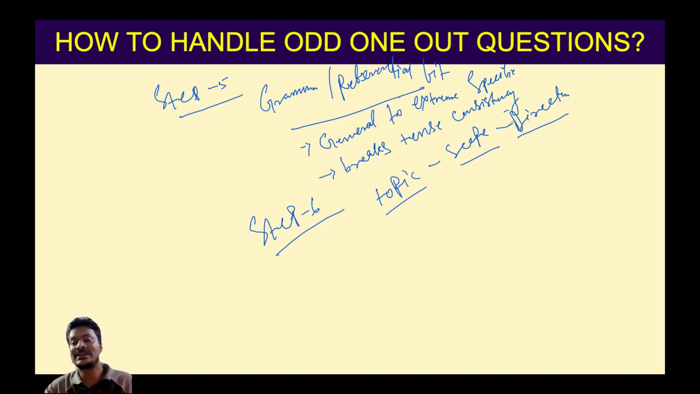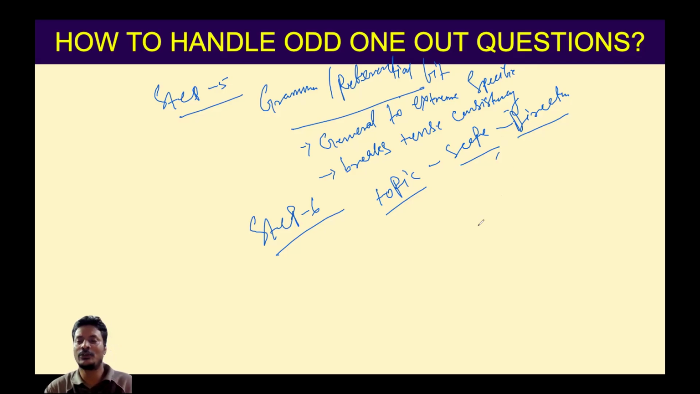So if all such things are there, then only you understand you're going in the right direction, and your odd one out can be easily identified, right? So these are the six steps we generally follow when we go for the odd one out questions.